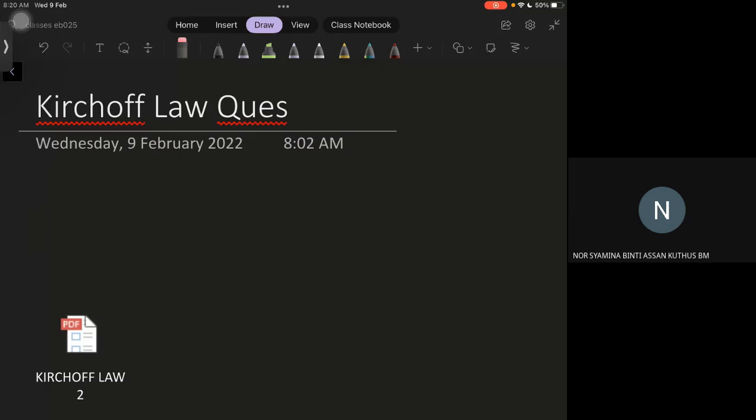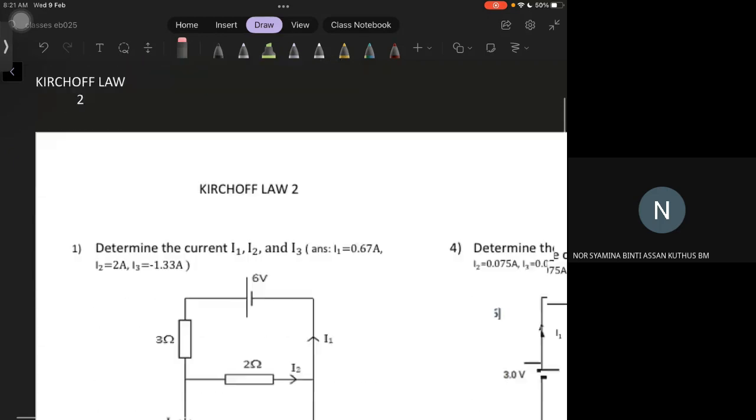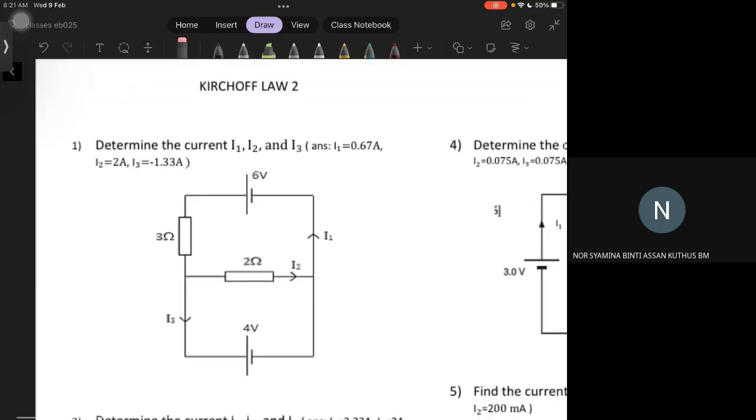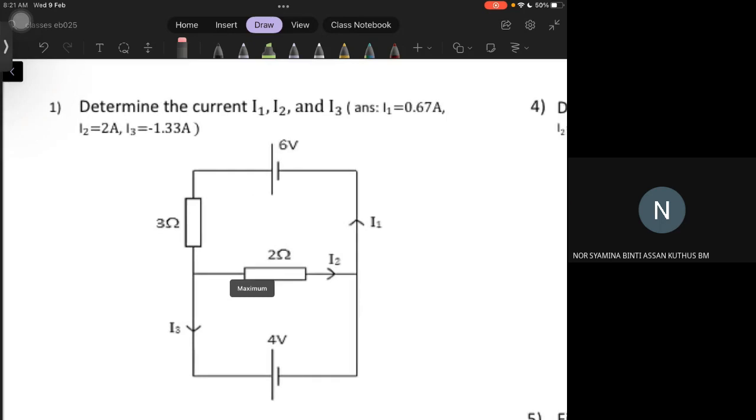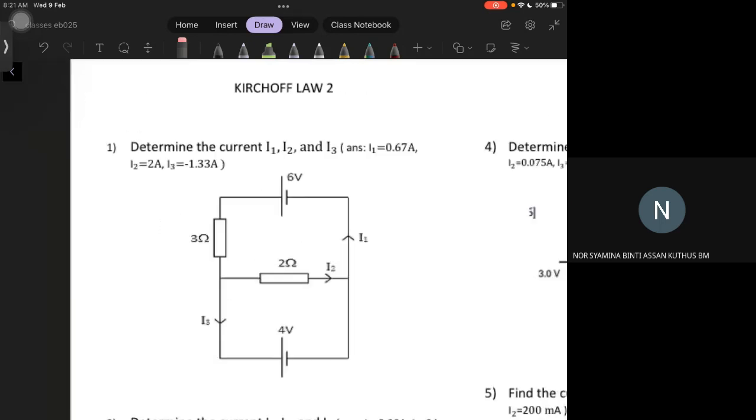Ready? Ready tak tu? So make sure you have at least your paper ke apa ke salin soalan ni. Okay. So this will be your first question. Nampak? Okay, salin dah soalan ni? Sudah.